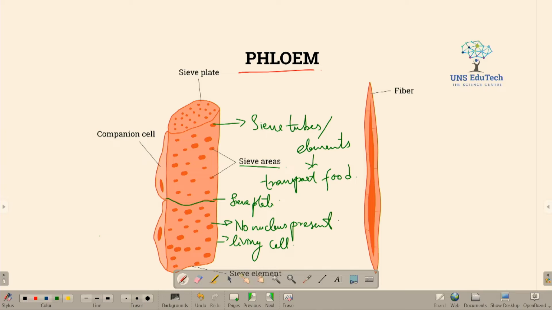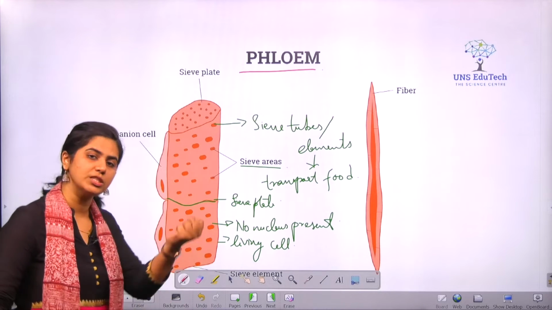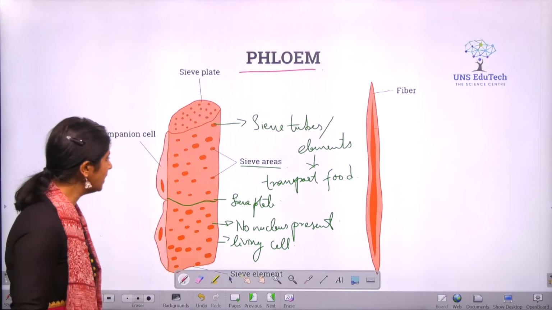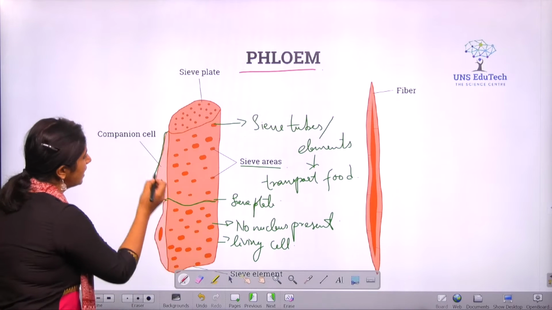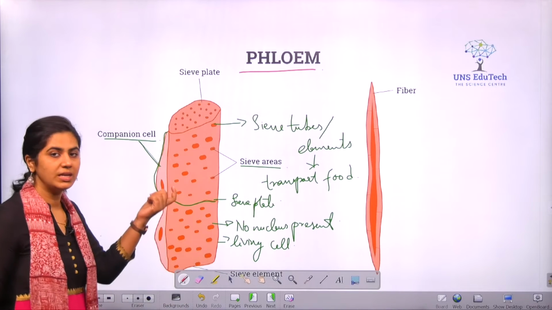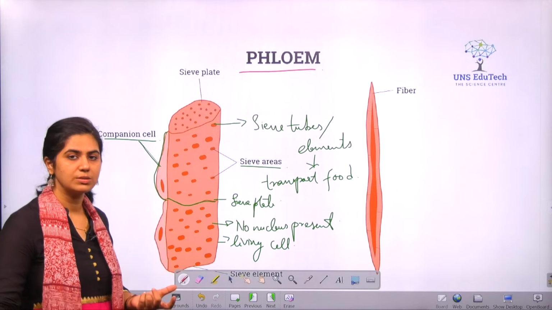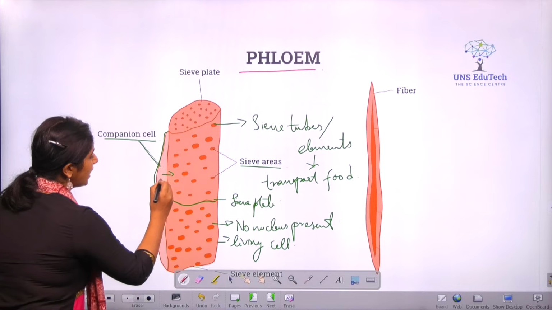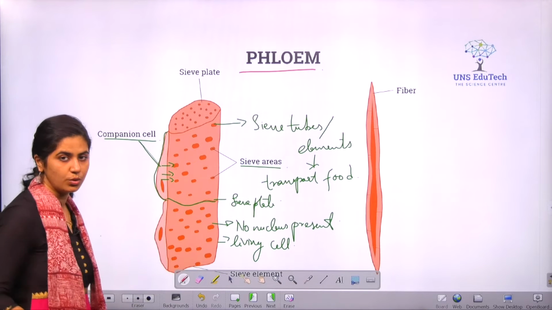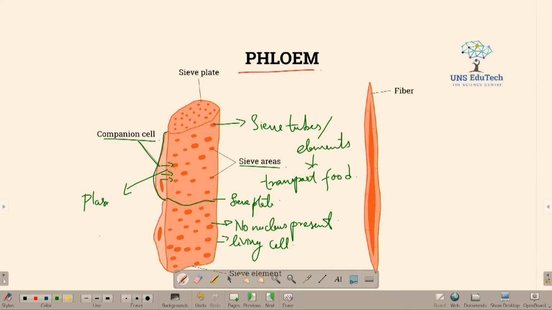Now, if it does not have cell organelles nor a nucleus, how does it get food material to transport into different parts of the plant? For that, it has a cell with it. This cell is called the companion cell. This companion cell gives food materials, energy and other things needed for the sieve tubes through a channel called plasmodesmata.